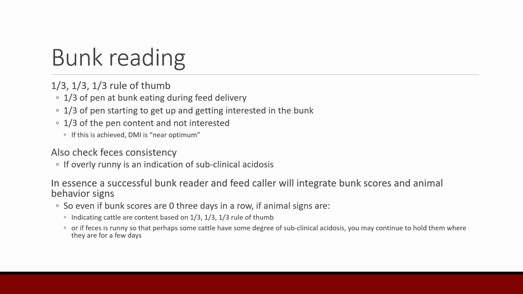So, in essence, a successful bunk reader and feed caller will integrate these bunk scores and animal behavior signs. Okay. So, even if bunk scores are 0 3 days in a row, if animal signs are indicating that they're not aggressively coming to the bunk, you're still at your third rule, okay? And the feces is runny, indicating that they have ruminal acidosis. Even if they have zeros 3 days in a row, they may not increase that feed call, okay?